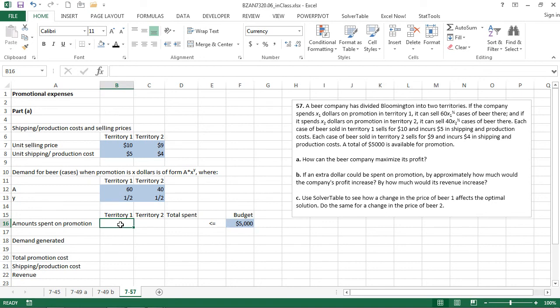All right. So far, this kind of looks like all the linear problems that we've done before, doesn't it? Kind of like those blending problems that we did once before. So what do you think my decision variables are? Sure, the amount that I'm going to spend on promotion. So I'll go ahead and highlight those.